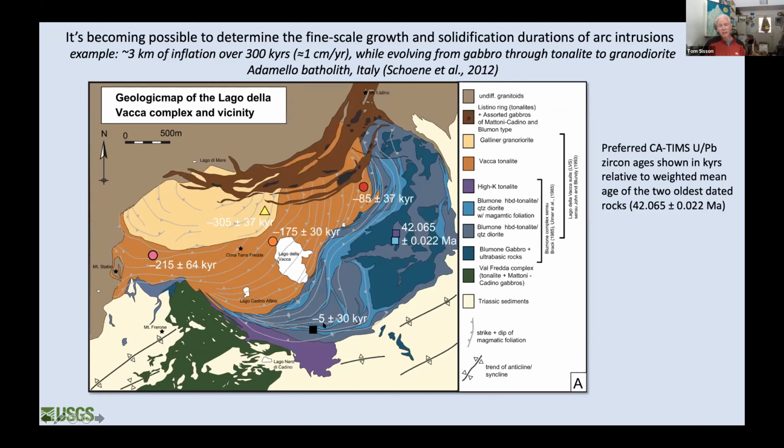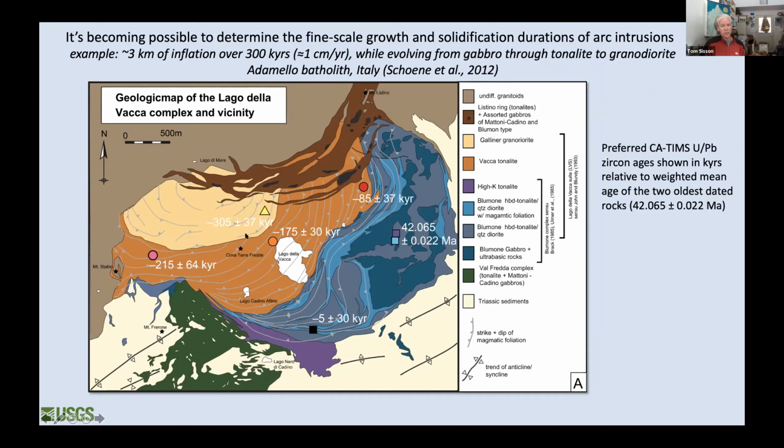So this is 5,000 years younger, but with enough uncertainty that maybe it's the same age. But then you get into the tonalite and it's 85,000 years younger, 175,000 years younger, 215,000 years younger. And then finally, in the core granodiorite, it's 300,000 years younger than the initial mafic rocks of the intrusion.